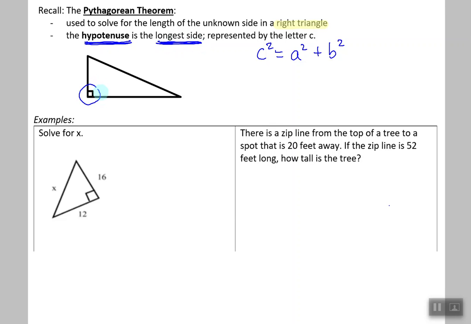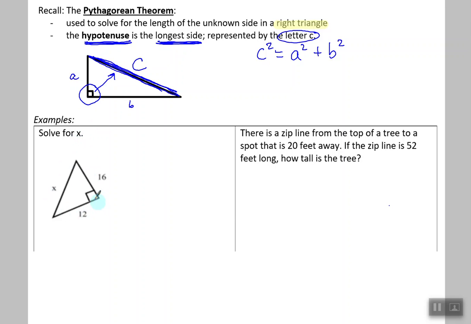So in a right triangle, we find the right angle, look across from the right angle, not the sides touching, but the side that is not touching the right angle, and represent that side with the letter C. The other two sides, the legs, A and B, can be either of the legs because we're adding, that part doesn't matter. Let's look at examples to talk about how to solve using the Pythagorean theorem.